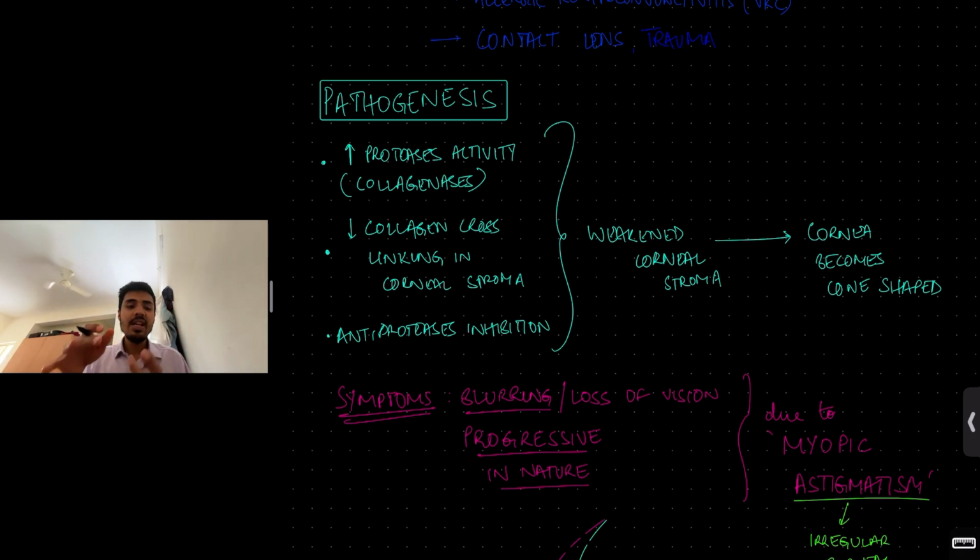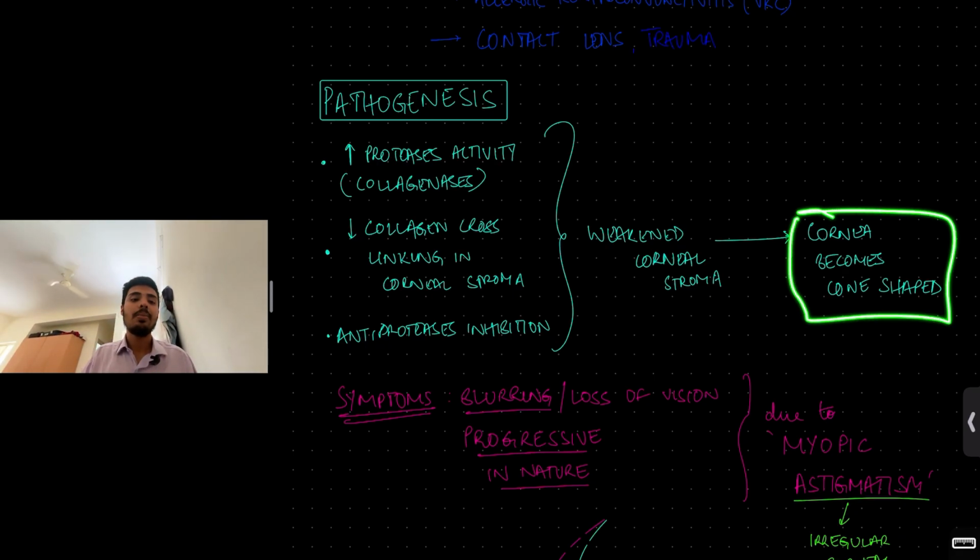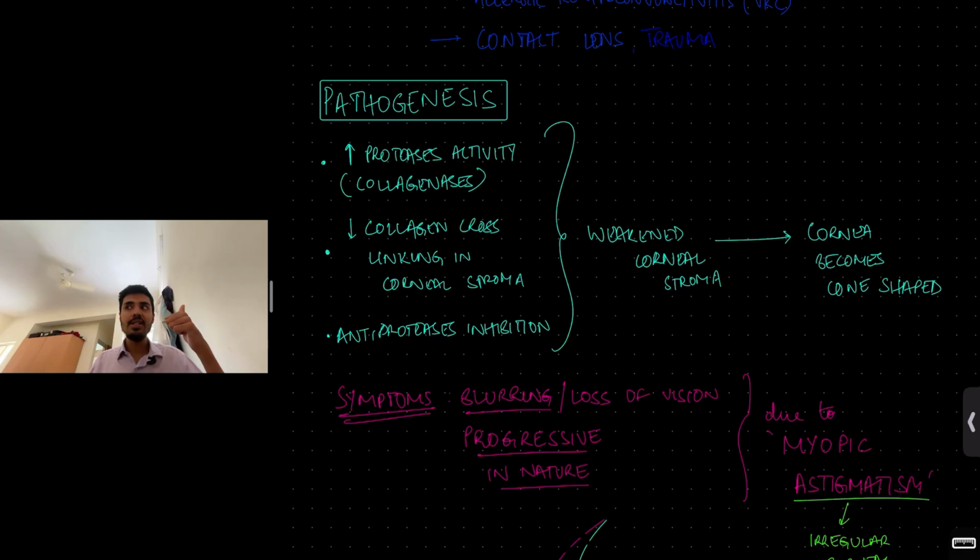It easily gets molded into the cone shape. So the cornea becomes cone shaped. Basically, collagenase activity increases, anti-protease activity decreases, and there is decreased collagen cross-linking.